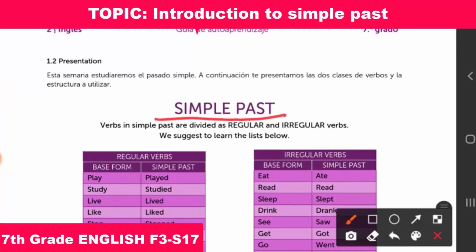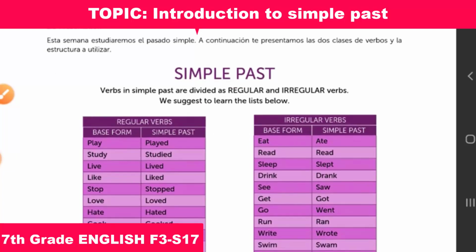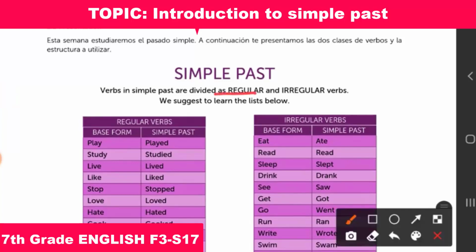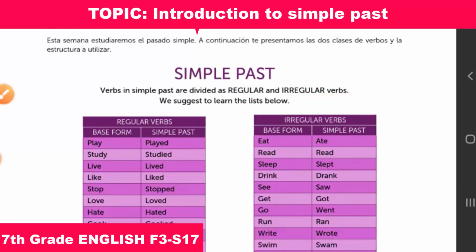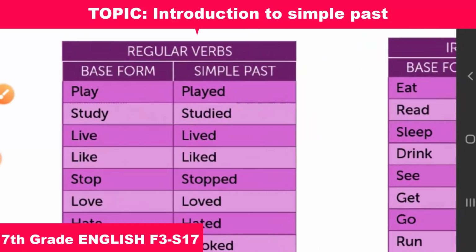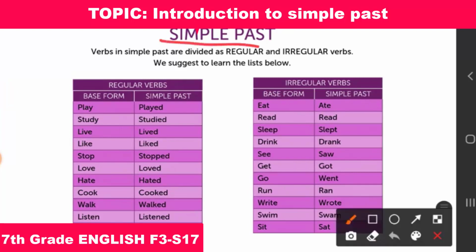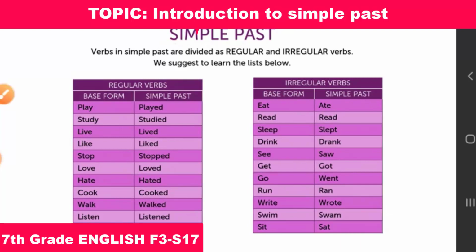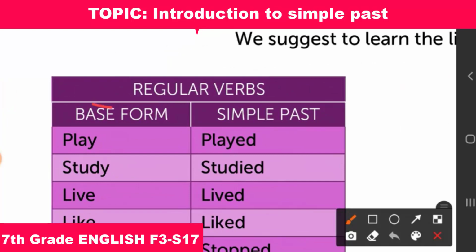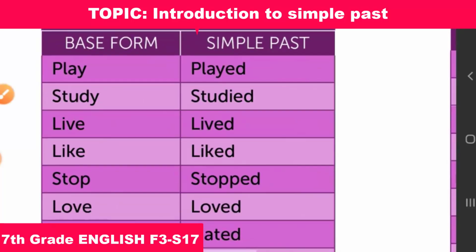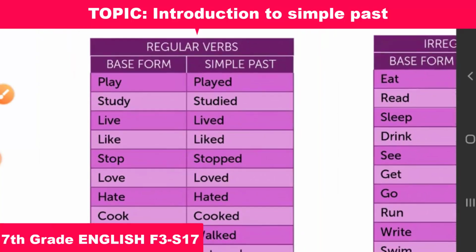Simple past, pasado simple, yes? Simple past. Verbs in simple past are divided in regular and irregular verbs. We should just learn the list below, okay? Attention over here. I'm going to say it in Spanish so that it is really clear, okay? Hay dos clases de verbos en el simple past, en el pasado simple. Una clase se llama regular verbs, okay? Se les llama regular verbs porque sin importar qué verbo sea, todos terminan en ed.